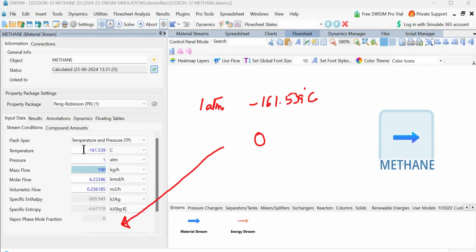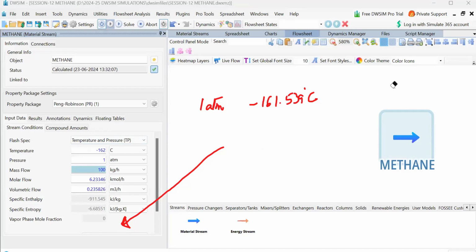Now, if I increase this temperature, minus 161.53, increase means what? I have to come towards 0. I make it 0. Minus 160. See, it is showing me vapor phase fraction is 1. Now if I make it minus 162, let us see. See, that means I am playing just beyond this particular temperature.